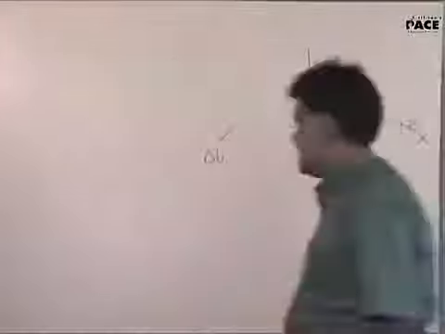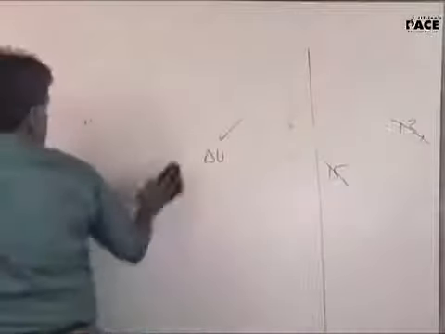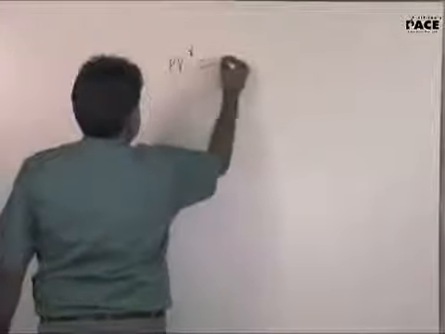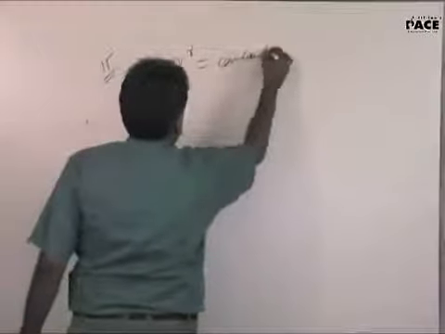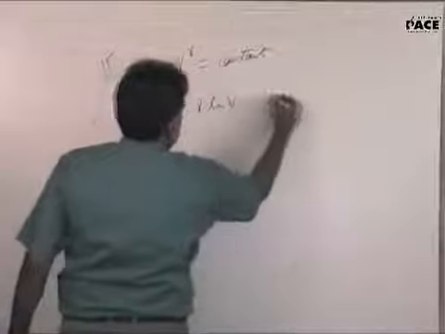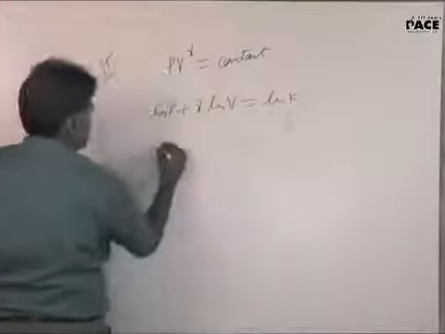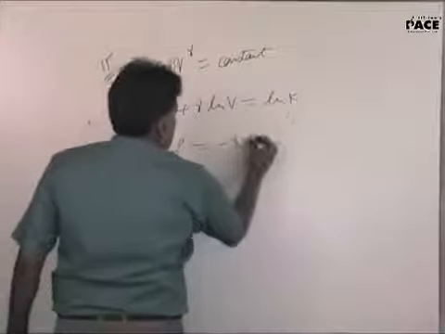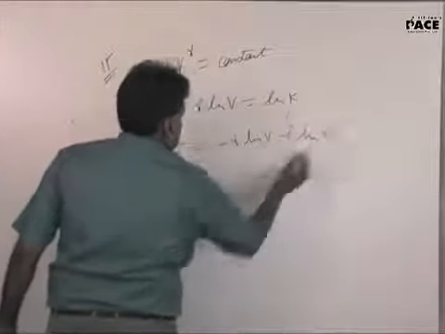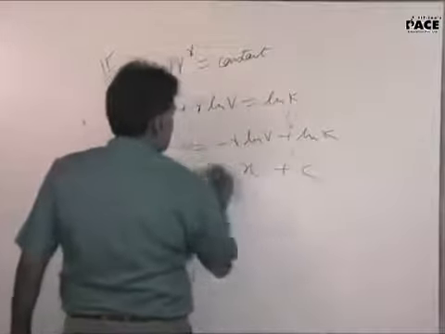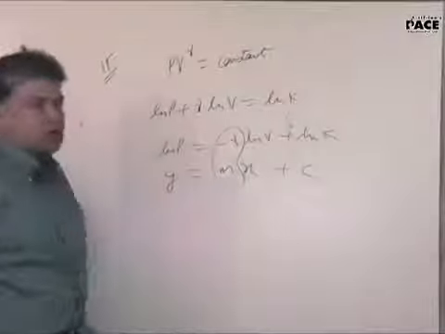For the 15th one, you just write the graph for the adiabatic process. See, PV to the power gamma is a constant. So we say log P plus gamma log V is equal to log constant. We can say log P equals minus gamma log V plus log K. This is the graph you have drawn, y equals mx plus c. The slope is minus gamma.